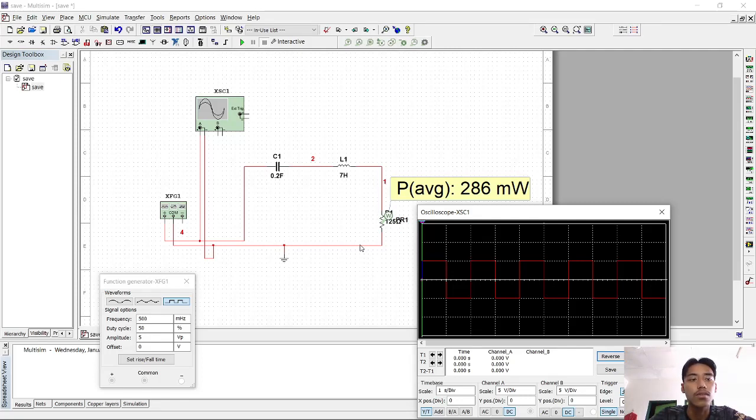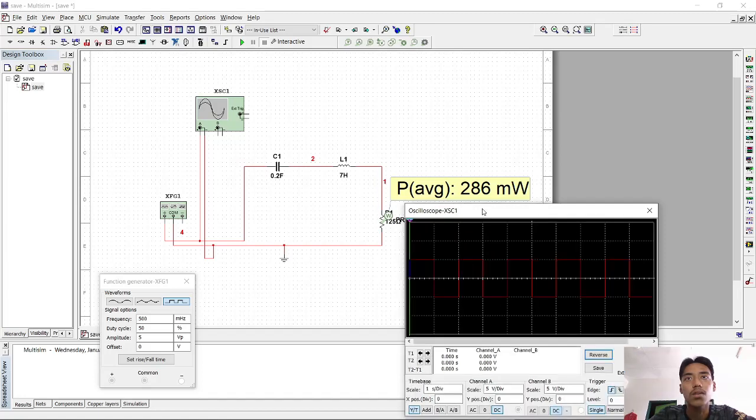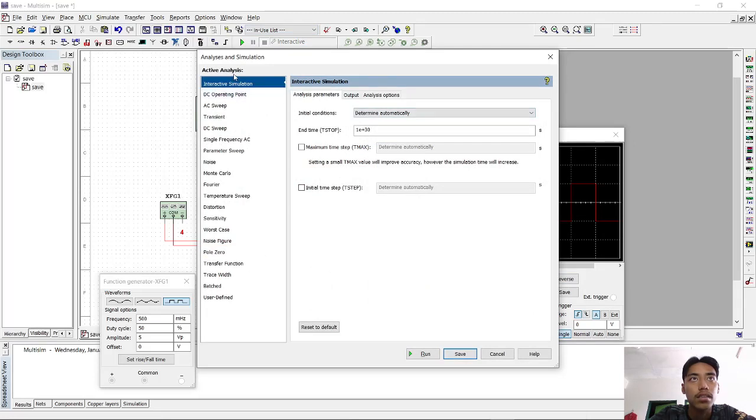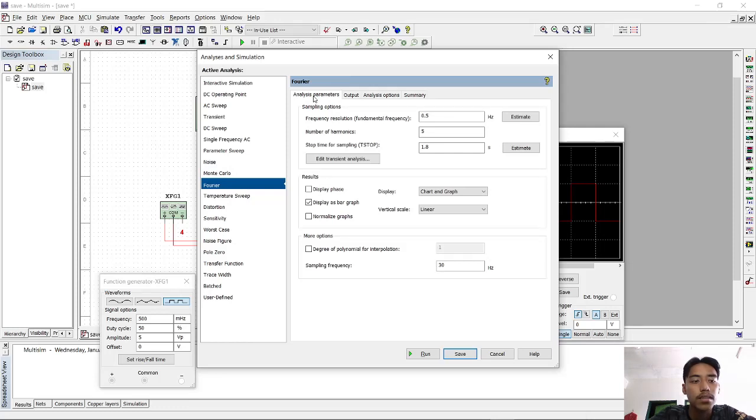After we settle the circuit, we can run the simulation, and we can see the power average is around 286 milliwatt. To get the waveform on the oscilloscope, we need to double click on the oscilloscope and set the time base to 1 s per div, to get the exact waveform of the manual calculation. Next, to get the Fourier analysis, we click interactive and set it to active analysis. We click Fourier, then the analysis parameters. Our frequency resolution is 0.5 Hz, the number of harmonics is 5, and the start time for sampling is 1.8.